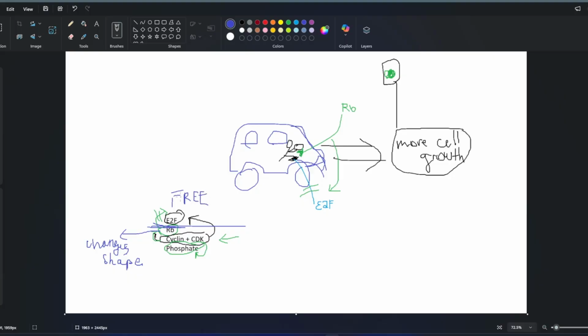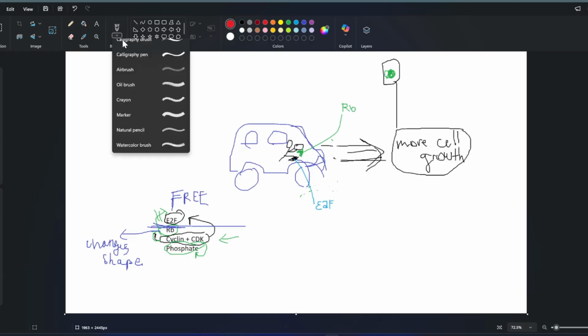It's free. There's no handbrake that's on E2F right now telling it, you need to stop. It's free now. So no more blockage, right? So we could delete this blockage. No blockage here. RB can go away from the picture over here. And now E2F is free to drive its forward growth, cell growth. So that's a green light.